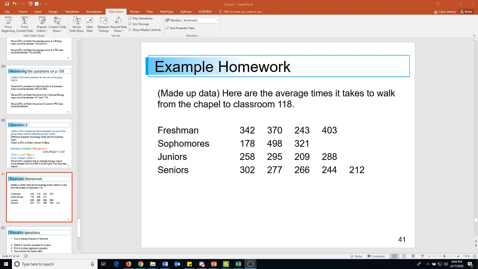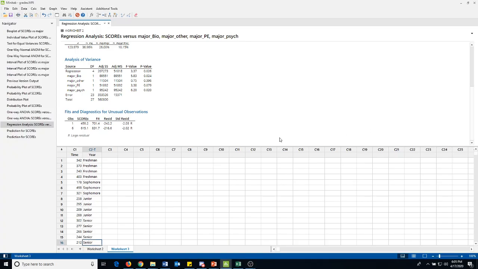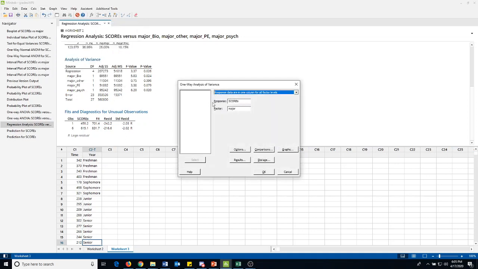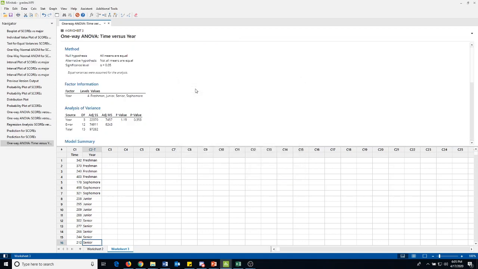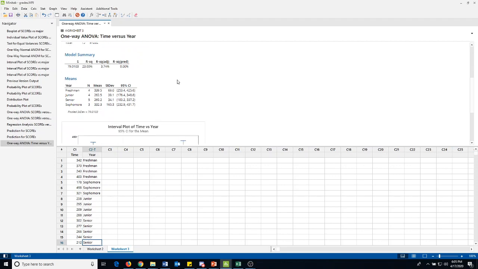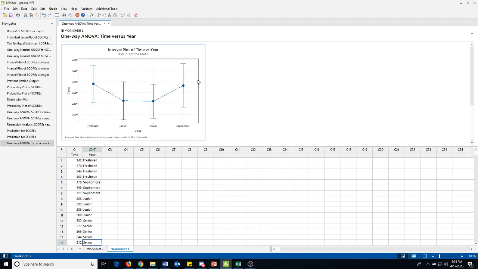So I'm going to take this and enter it into Minitab. Usually I like for students to think about how they would enter it in, but here are the times and here are the categories. At first, maybe we could do the old way of one-way analysis of variance. We're looking at the time, and it's based on the year. We could do our analysis of variance and find out what our F value and P value are to determine whether there's any difference between these.